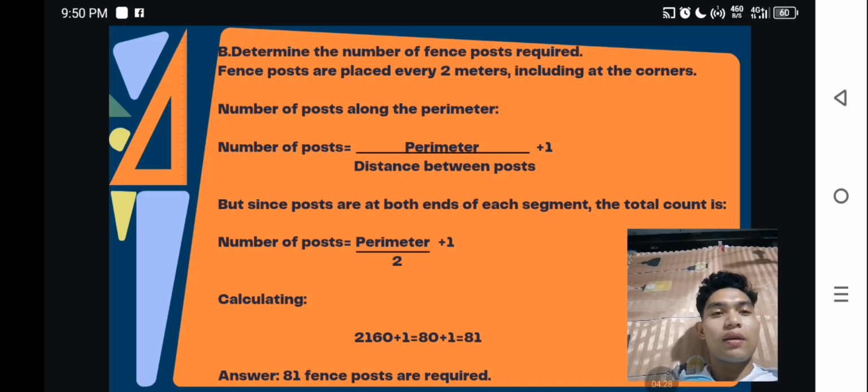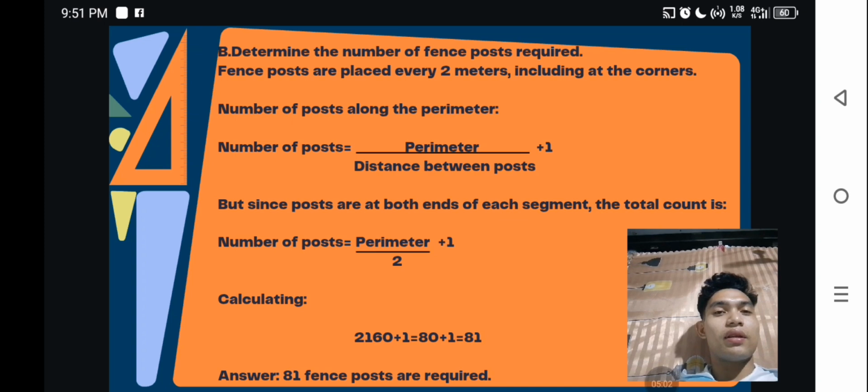And calculating, as you can see in the slide, 160 divided by 2 gives 80. And 80 plus 1 equals 81. So the answer is 81 fence posts are required.